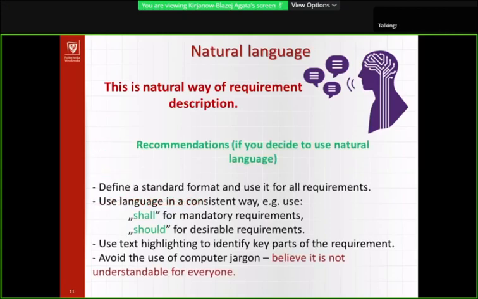You see a few recommendations if you decide to use natural language. Remember to define a standard format and use it for all requirements. And use language in a consistent way. For example, use shall for mandatory requirements and should for desirable requirements. And use text highlighting to identify key parts of the requirements and avoid the use of computer jargon. Believe me, it's not understandable for everyone.